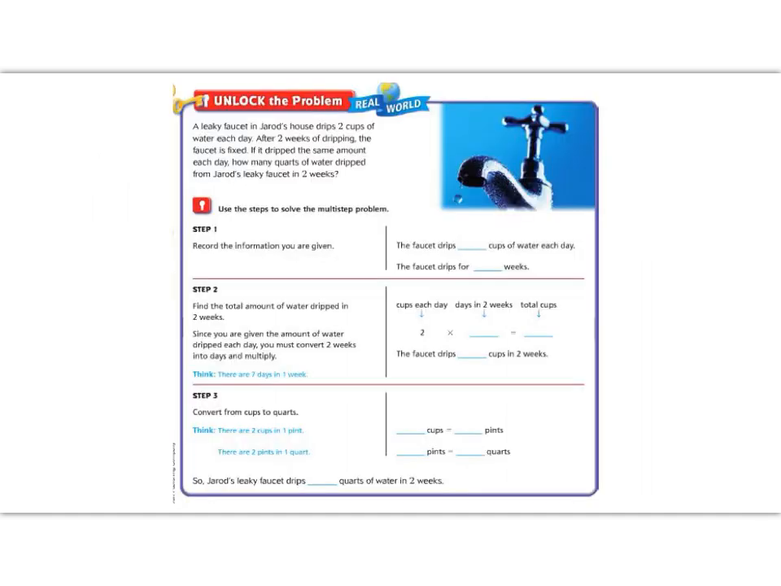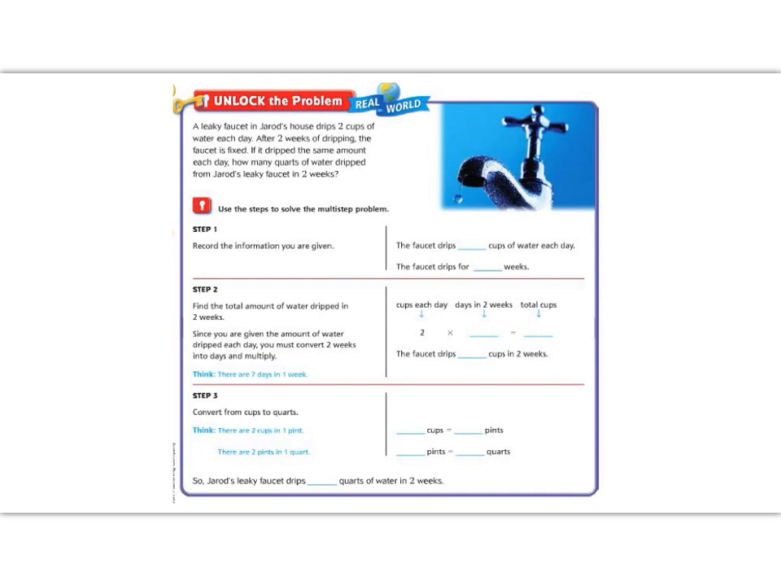All right, 5th graders, let's jump into this multi-step problem by reading the Unlock the Problem. A leaky faucet in Jared's house drips 2 cups of water each day. After 2 weeks of dripping, the faucet is fixed. If it dripped the same amount each day, how many quarts of water did Jared's leaky faucet drip in 2 weeks?